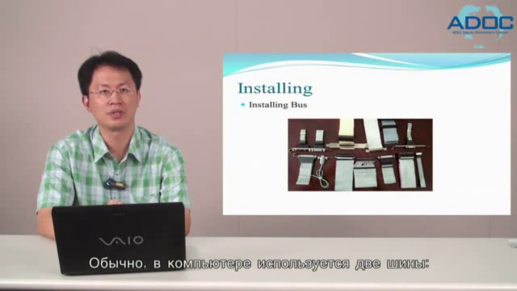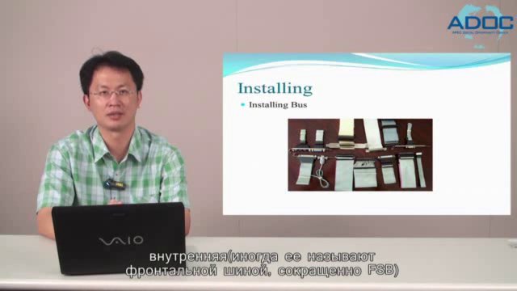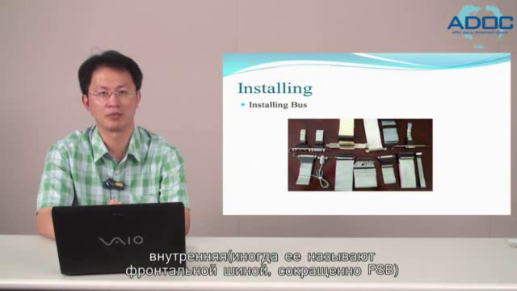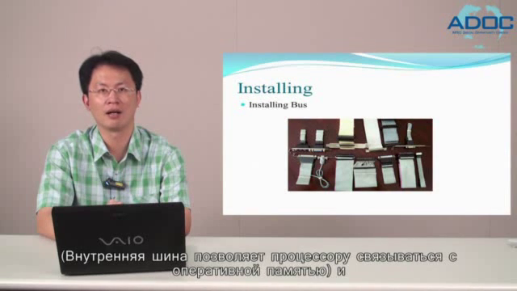There are generally two buses within the computers. The internal bus, sometimes called the front side bus, or FSB for short. The internal bus allows the processors to communicate with the system's central memory, the RAM.